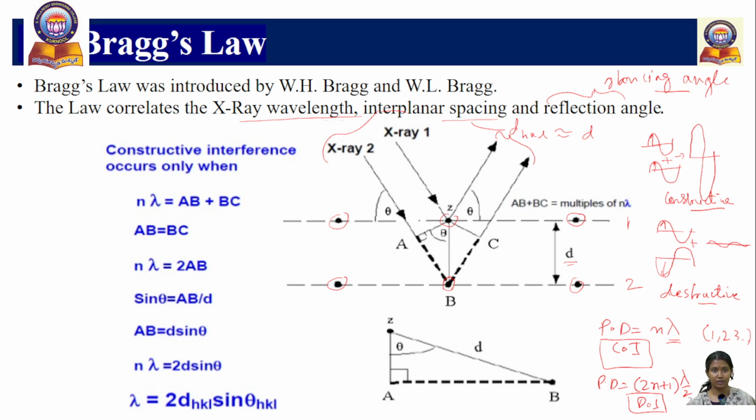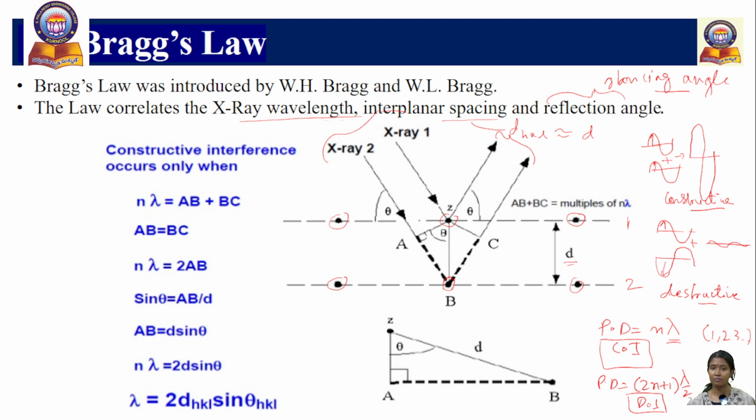Now the thing with X-rays is that they are not visible to human eyes. Like everyday sunlight we see, it's white light, a combination of VIBGYOR: violet, indigo, blue, green, yellow, orange, red. These are visible to human eyes. But X-rays are not visible. Their wavelength is very, very small, so they are not visible to human eyes. So how do we tell that destructive interference happened? It will not be dark. Constructive means bright, not like that.